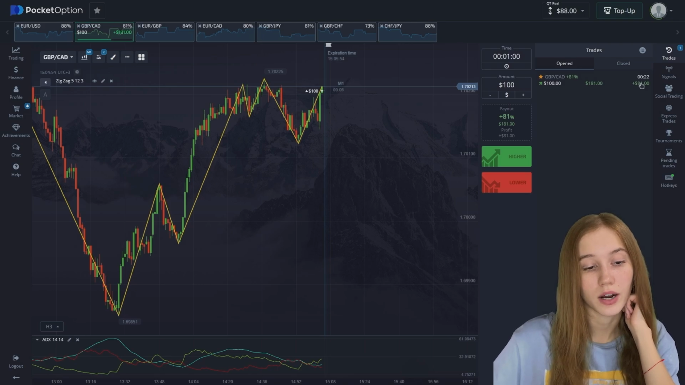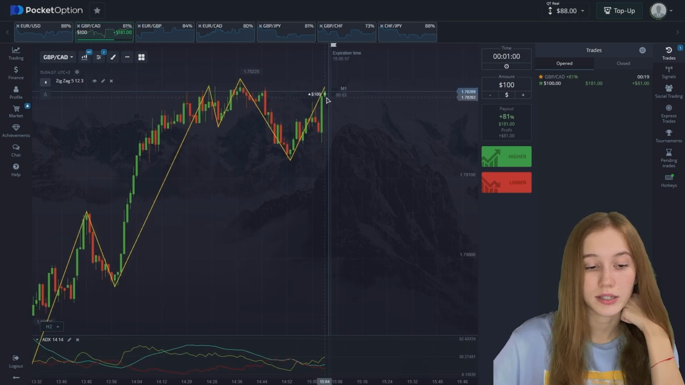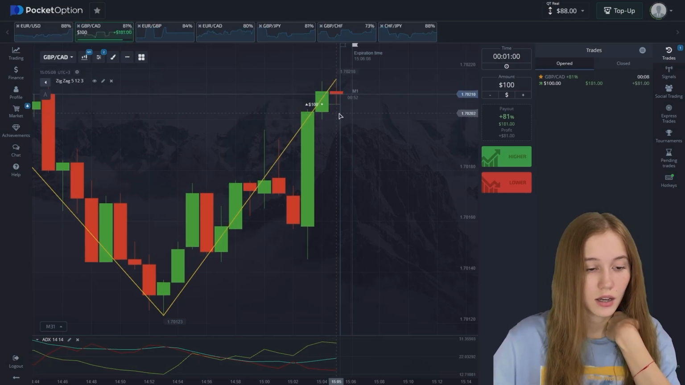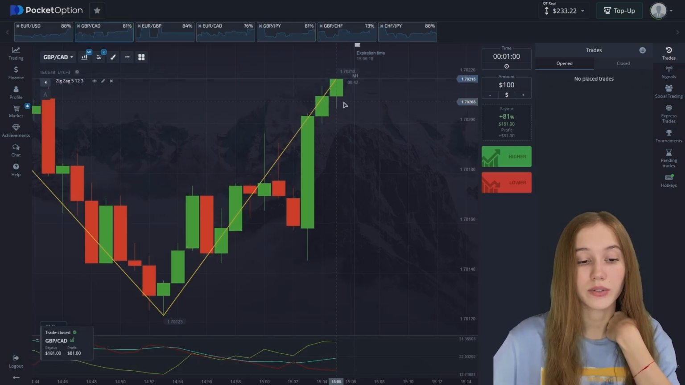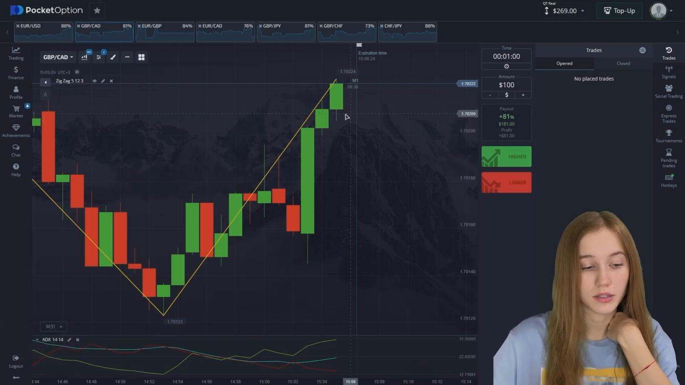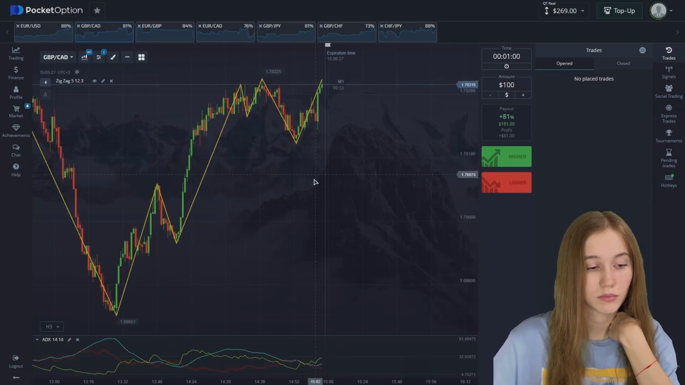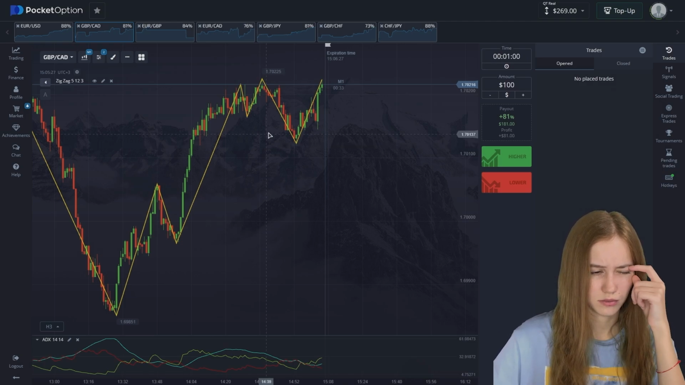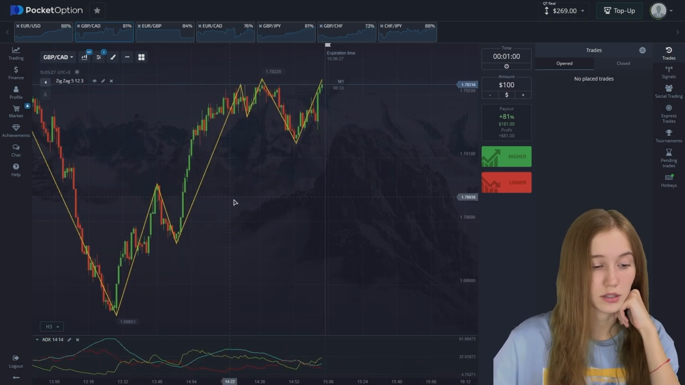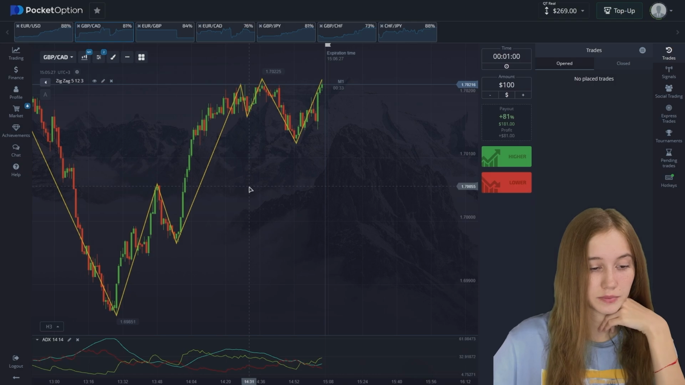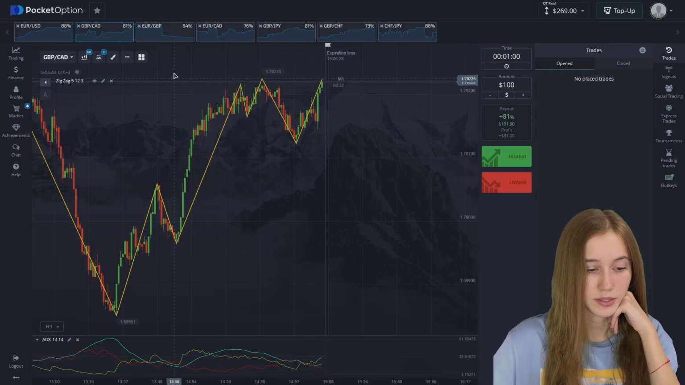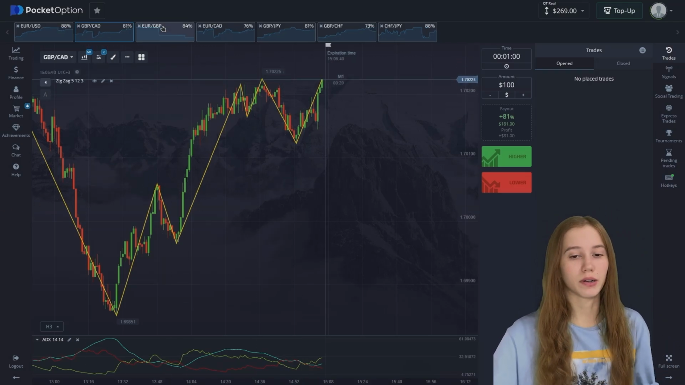Let's see, there are 22 seconds left until the end of the deal. Zoom. Here we see the deal should close in plus, I think. Yeah, good. Our profits, let's see. Our deal is in plus. Let's move on to the next currency pair.